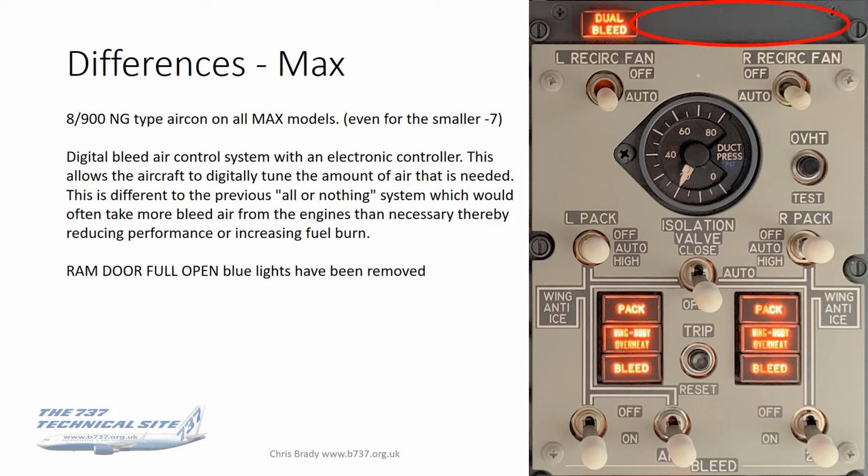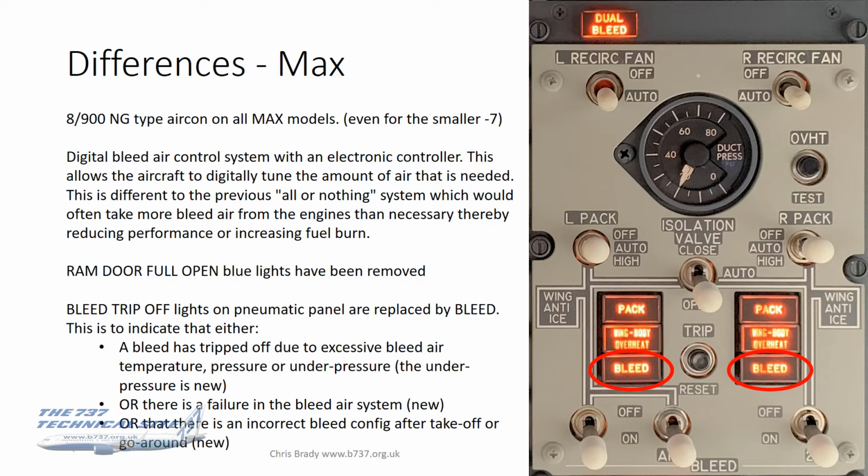As I've already mentioned, the blue ram door full open lights have been removed, and the bleed trip-off lights have been replaced with bleed lights. Again, they've given them a different name to emphasize that they've got different functionality. This again is a pneumatics subject, not an aircon. You can see the differences there. I've outlined them. The under pressure is the big new one, or a failure in the bleed system, or an incorrect bleed config after takeoff.